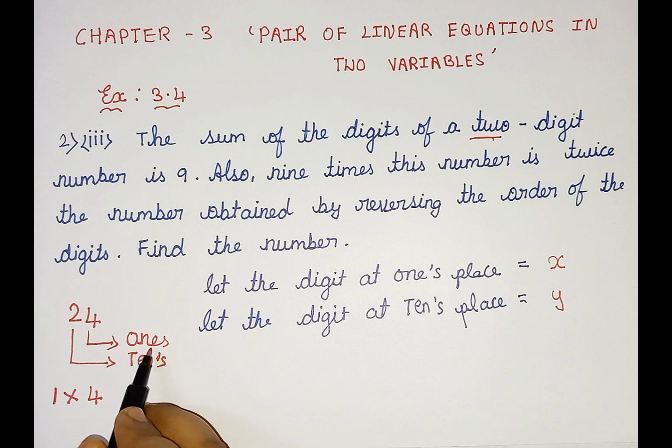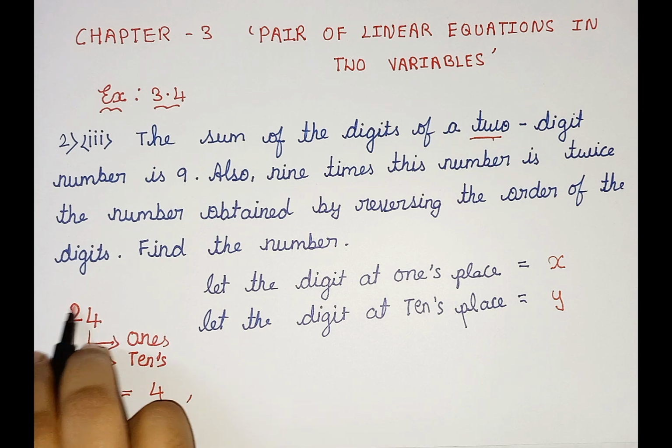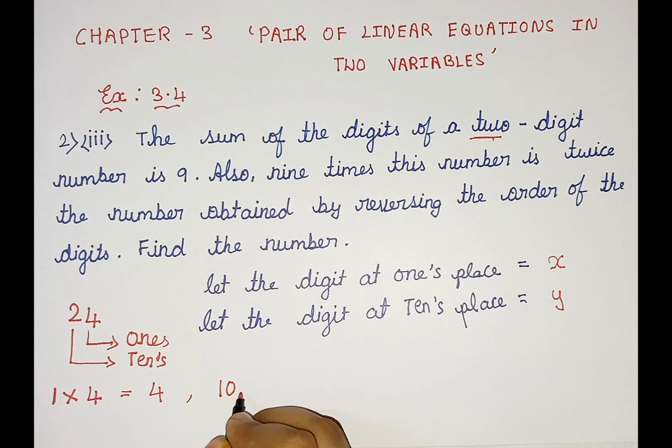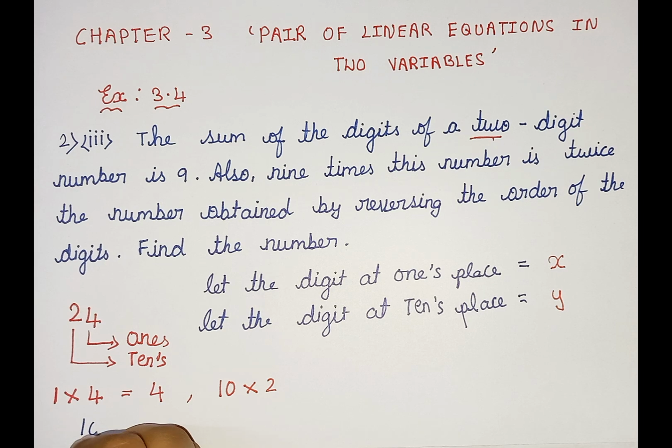Whenever I talk about ones, ones means 1. So 1 into the first digit, which is 4. So 1 into 4 is 4. Here, 2 is in which place? Tens place. Ten means 10, isn't it? So 10 into 2. Like this only we used to expand, isn't it? So here I will write it properly: 10 into 2 and then 1 into 4.